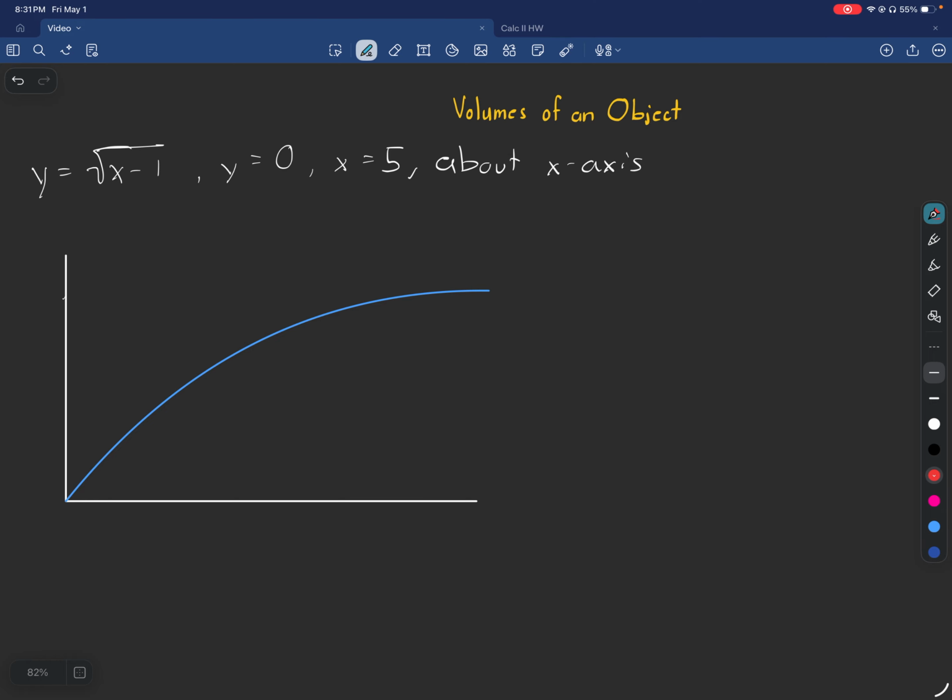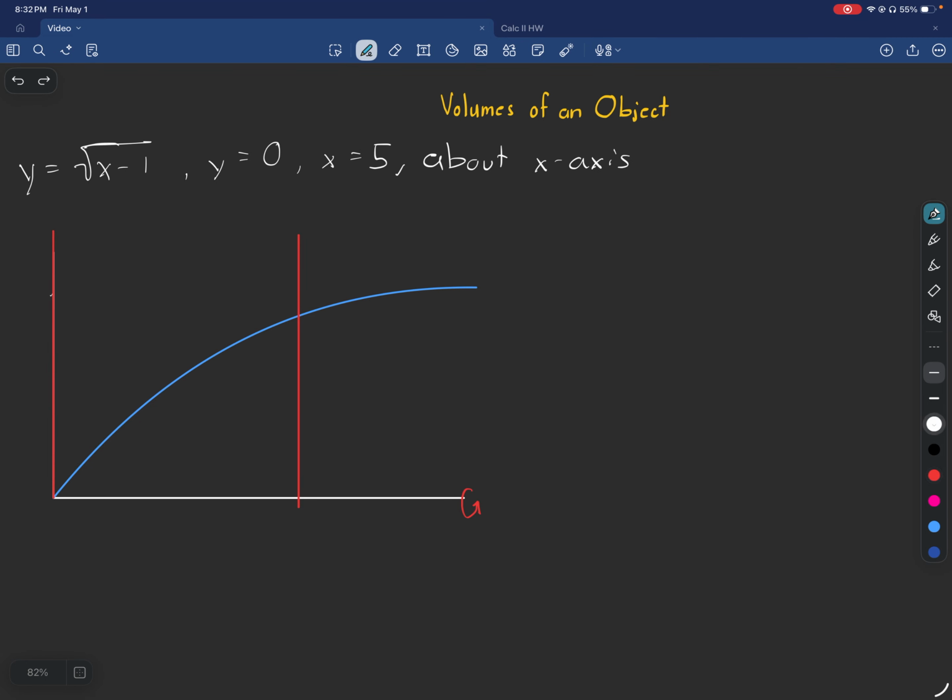And we have x equals 5, so I think I'll place 5 roughly around here on my graph. And then y just equals 0. However, that isn't our bound for our integral because, again, we're revolving around the x-axis, so we have to be doing things with respect to x.